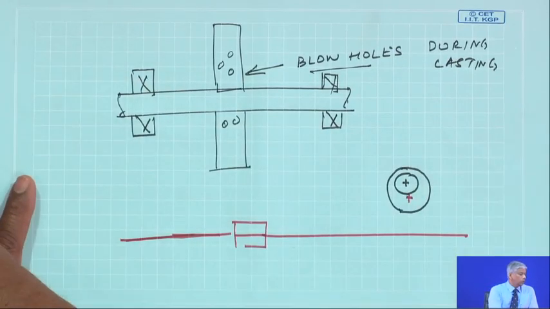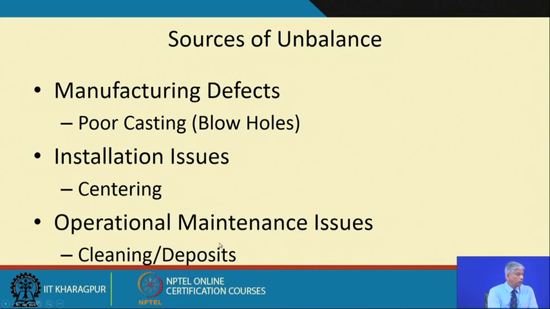And of course, the other one is the operational maintenance issues, like I was saying, the fly ash deposits in the FD fan or the milk powder deposit in a food processing plant, etc. So, these are the reasons why unbalance occurs in a shaft. We cannot avoid it, but with a good periodic inspection of the unit, we might as well reduce it.